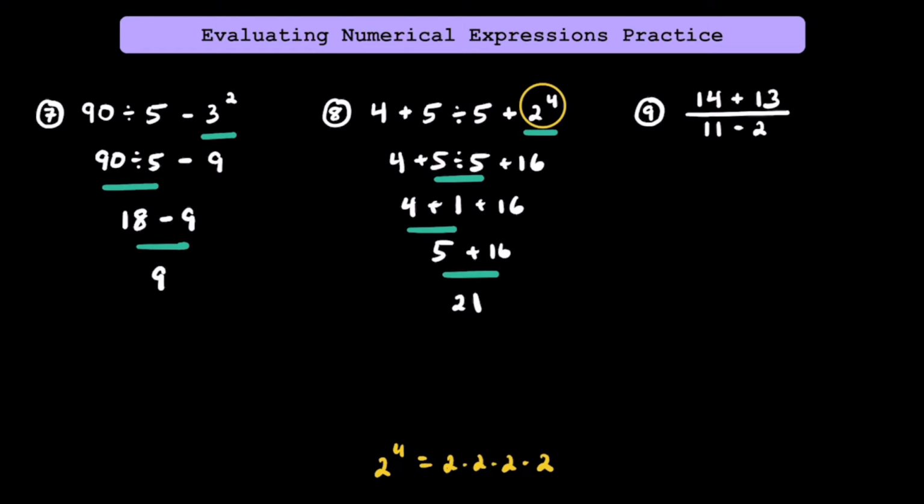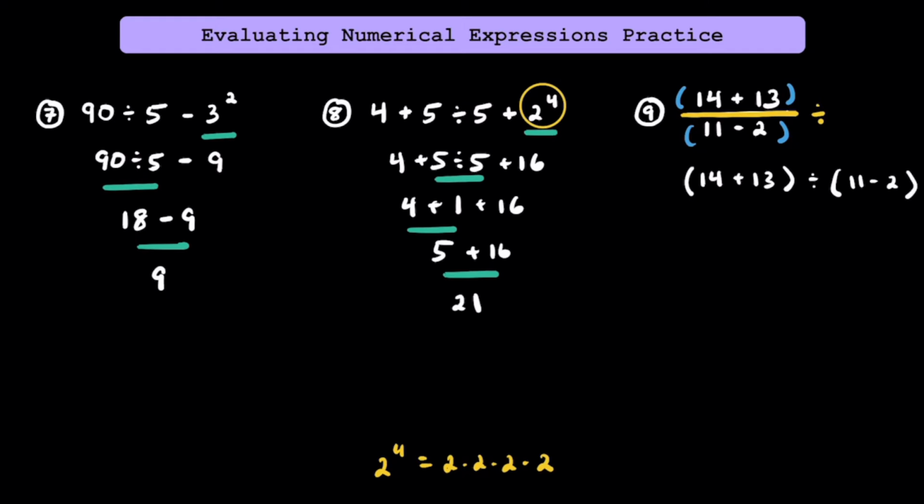For number 9, we have 14 plus 13 over 11 minus 2. Remember that a fraction bar actually means two things. First, it represents the operation of division, and second, it groups the numerator and it groups the denominator separately. We can rewrite this as the quantity of 14 plus 13 divided by the quantity of 11 minus 2.